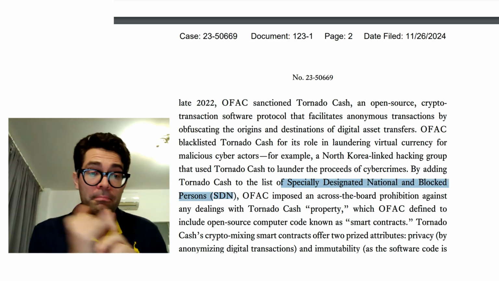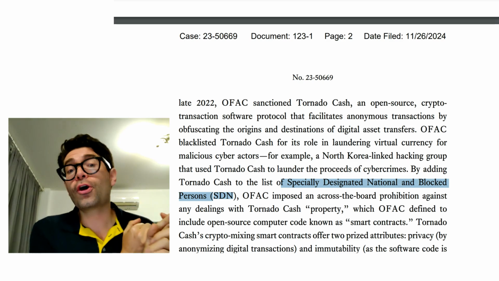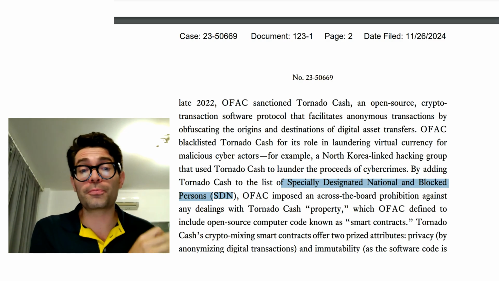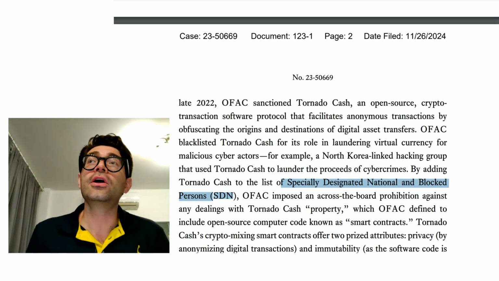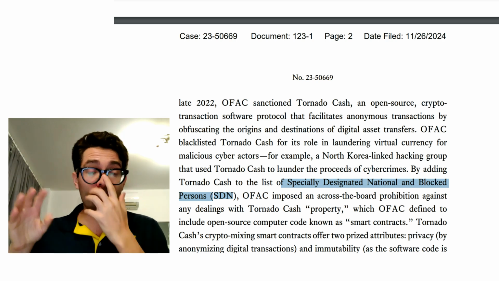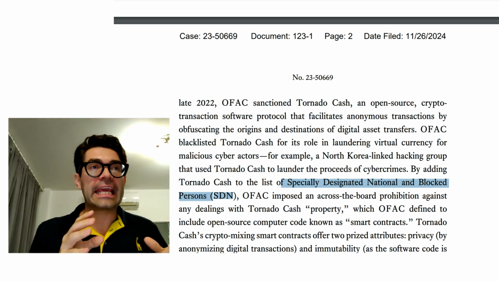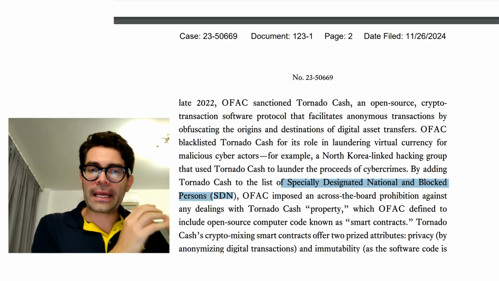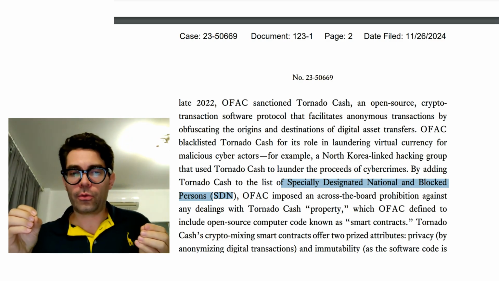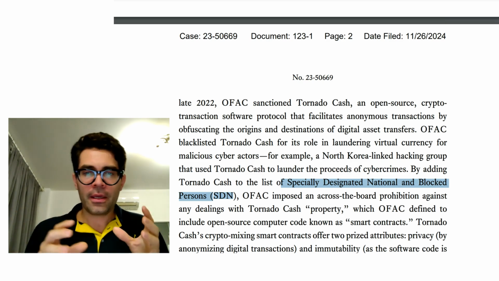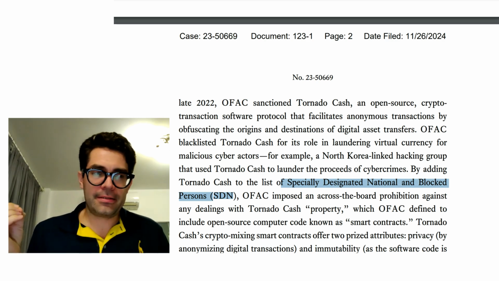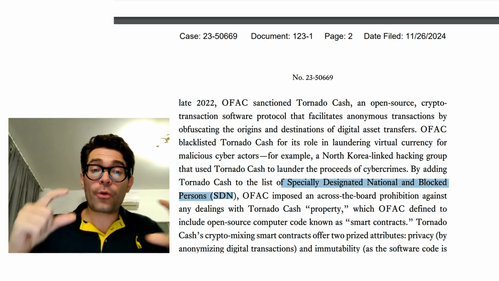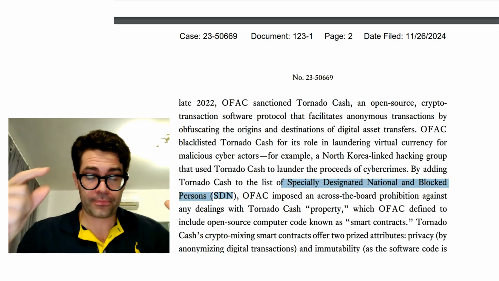So they put people in the list, they put companies in the list, and they put the properties that belong to those people. And you can see that, for example, when Russian billionaires get their bank accounts frozen, correct? Because the bank account is owned by a Russian billionaire. Okay. So the key element was that what the OFAC did, they sanctioned Tornado Cash directly.